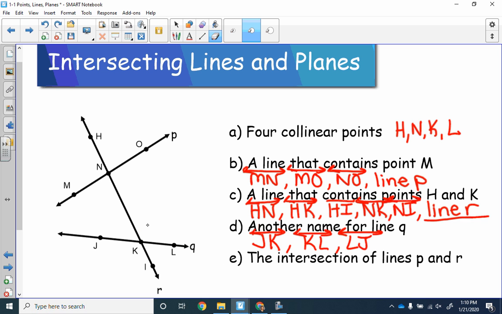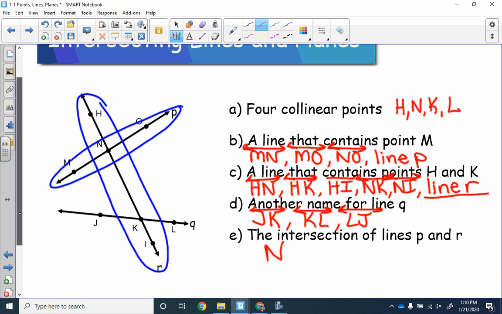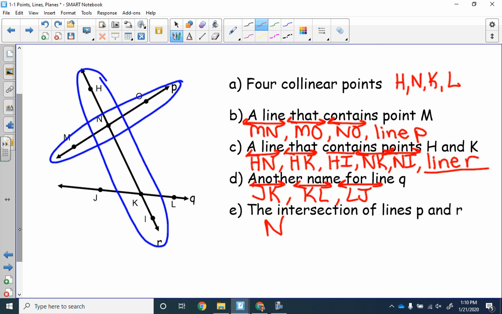Last question here is, where is the intersection of lines P and R? So if I look at line P and I look at line R, where are those 2 lines intersecting each other? They are intersecting at point N. So just a capital N is all I need to write for that.